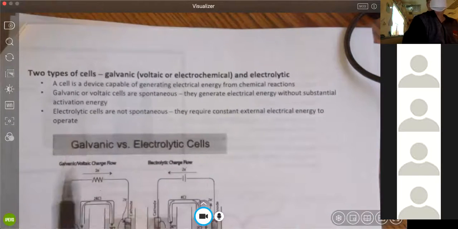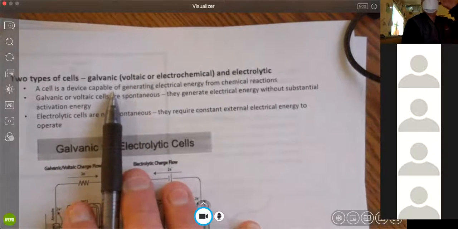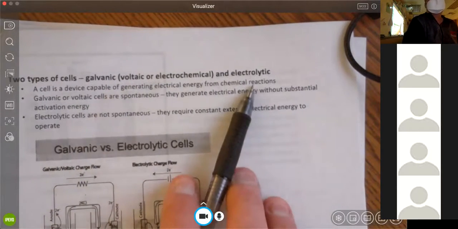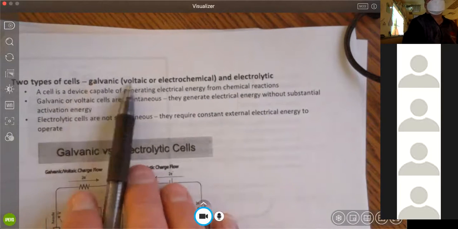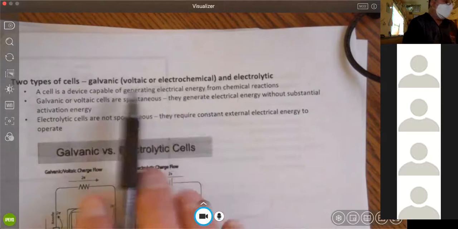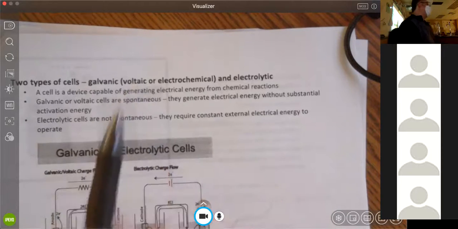All right, back to chemistry. Two types of cells, galvanic and electrolytic. Galvanic has a bunch of different names, voltaic or electrochemical. Volta wasn't the first one to make the galvanic cell, but what did he make? He called it the voltaic stack.